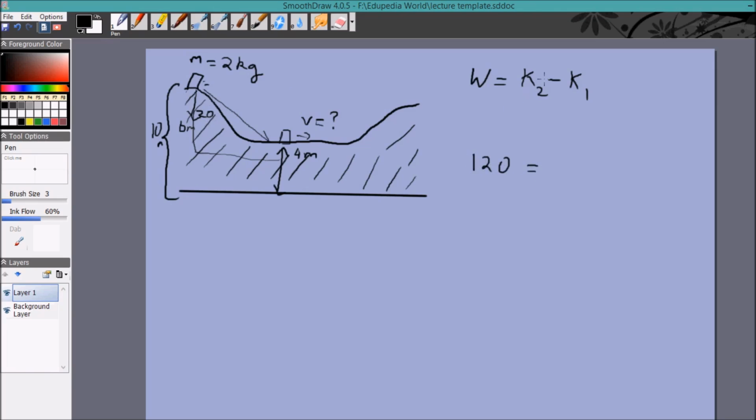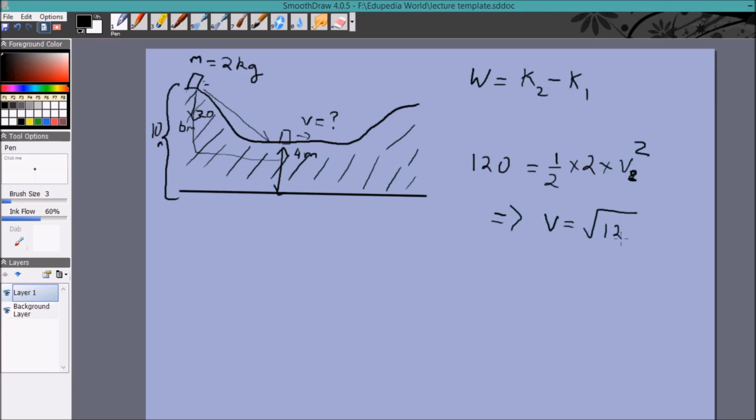That is equal to K2 minus K1. K1 initially was 0, right? Because I just nudged it, I didn't give it any speed. So it's simply equal to K2. K2 will be equal to half into 2 into V squared. That means V is root of 120.